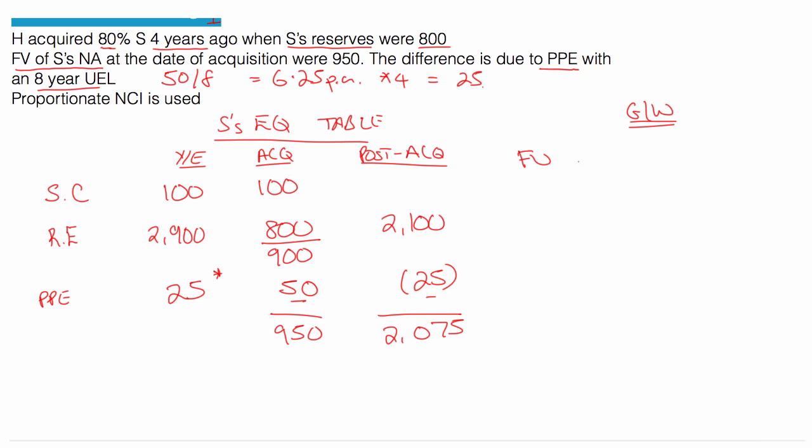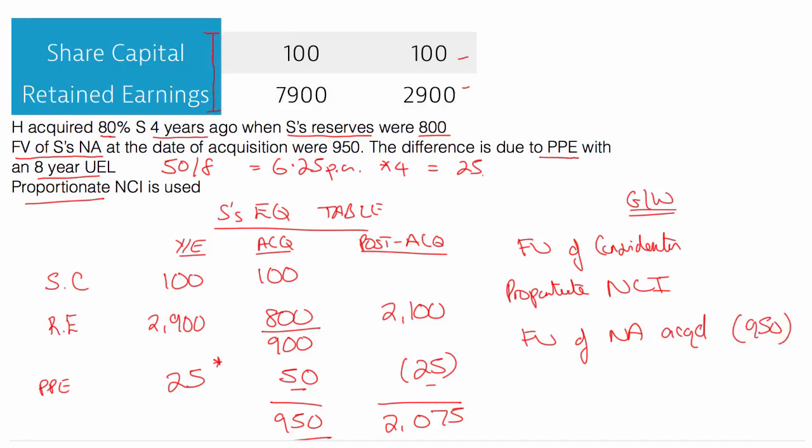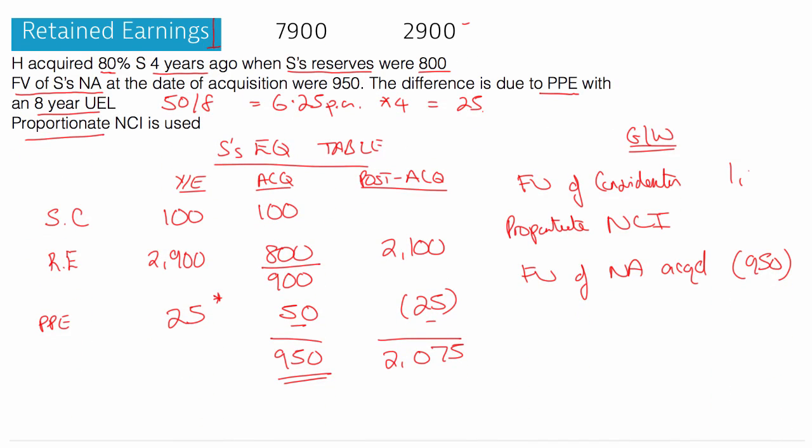I can then get on with my goodwill working then. So goodwill is the fair value of consideration, i.e. what I paid for it. Then the NCI, I need to be careful which one it is, and I get told it's proportionate. So proportionate NCI, and I compare that to the fair value of the net assets acquired, which is the same as the fair value of the equity at acquisition, goodwill always at acquisition, which is 950. Okay. I paid for it, it doesn't say, I need to go to my question. I paid for it 1,000, the investment in S, 1,000.